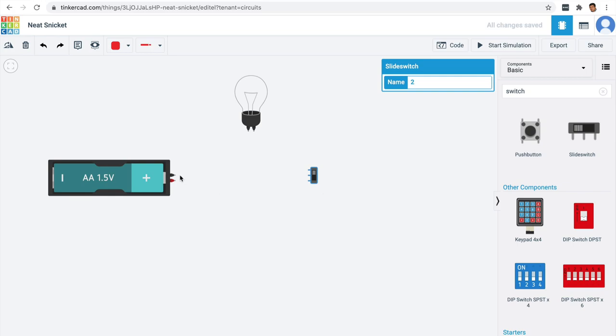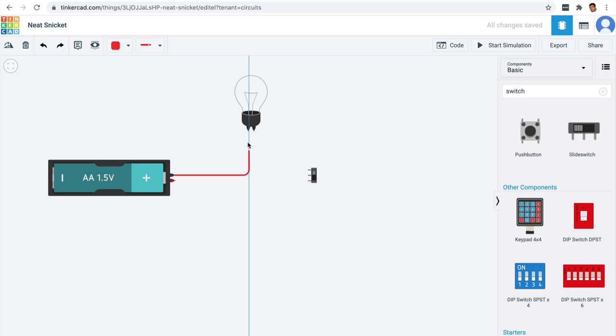and now I'm going to make the connections. So from the terminal of the battery, I'm going to take one wire to one of the terminals of the bulb. Then I'm going to take another wire from the positive terminal of the battery and connect it with one terminal on the switch. And then the other terminal from the bulb, I'm going to connect back to the switch.